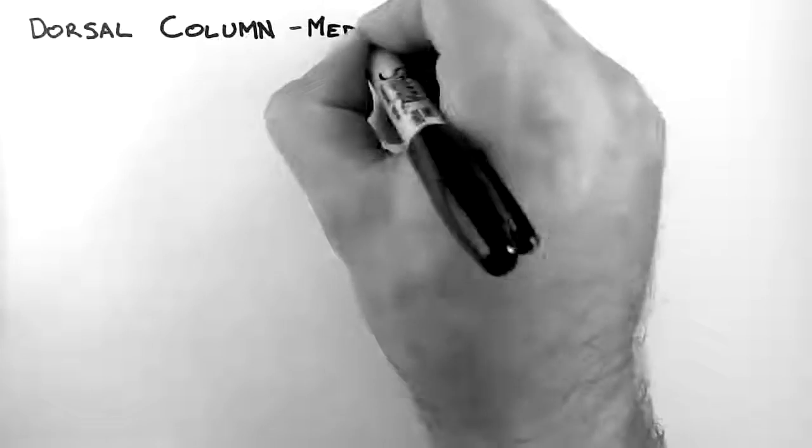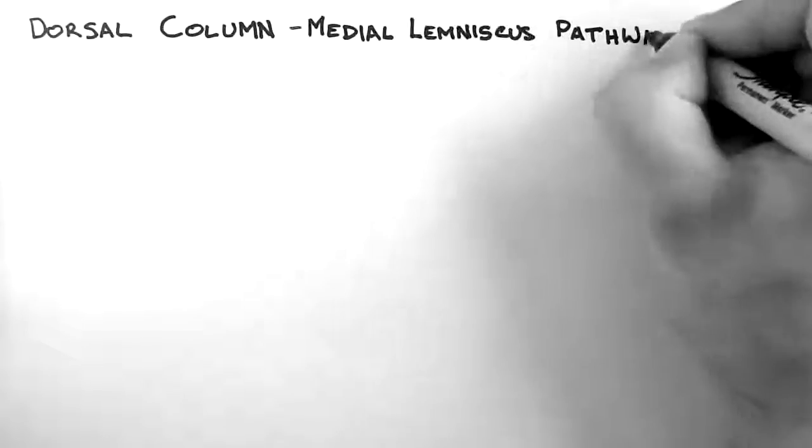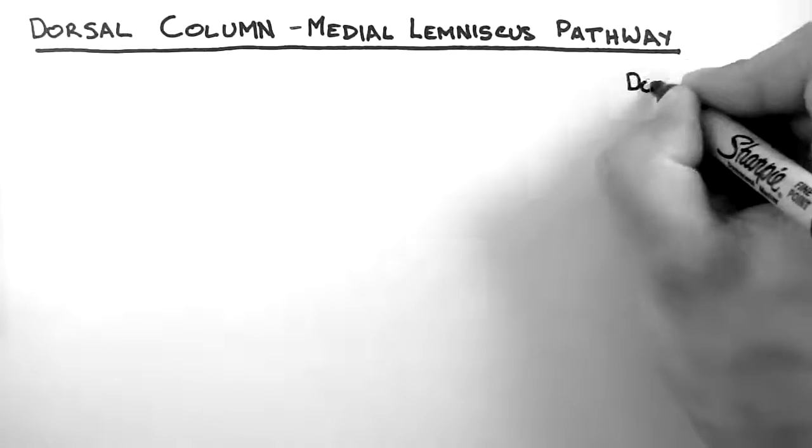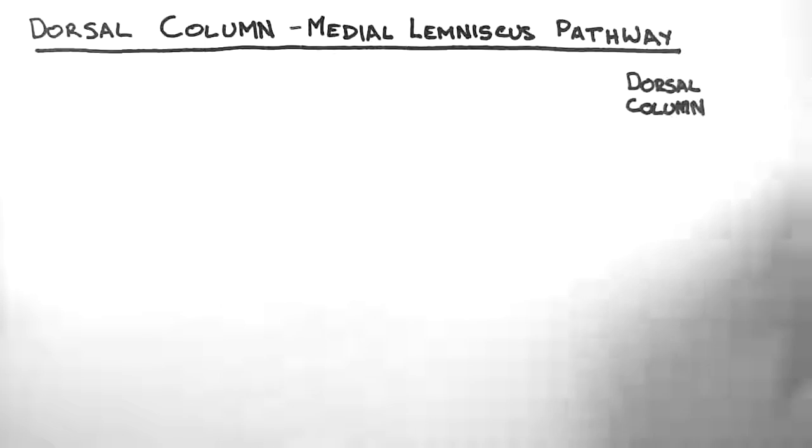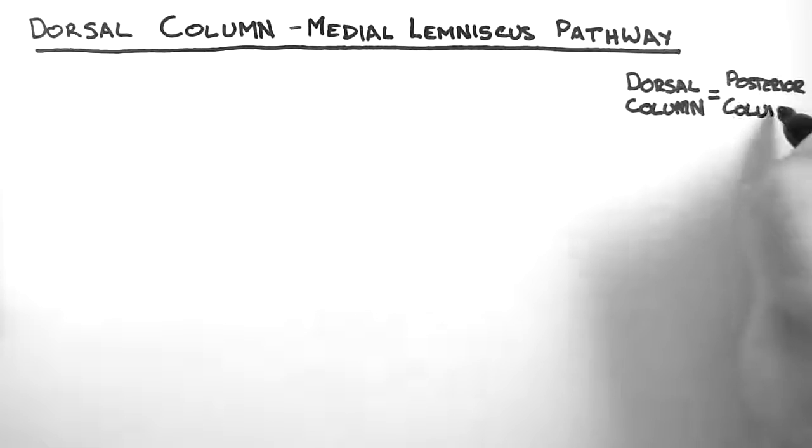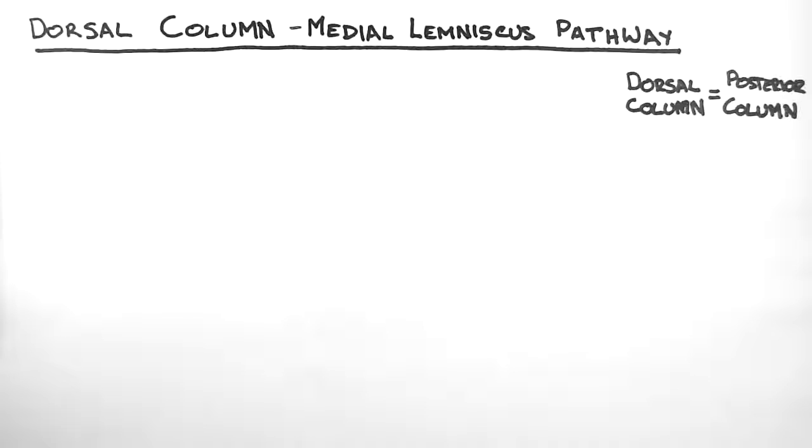Hi, this tutorial is the second in the Spinal Pathway series, and in this video we are going to be discussing the dorsal column medial lemniscus pathway. I'll begin by clarifying that the dorsal column is sometimes called the posterior column. As such, this pathway is sometimes called the posterior column medial lemniscus pathway.